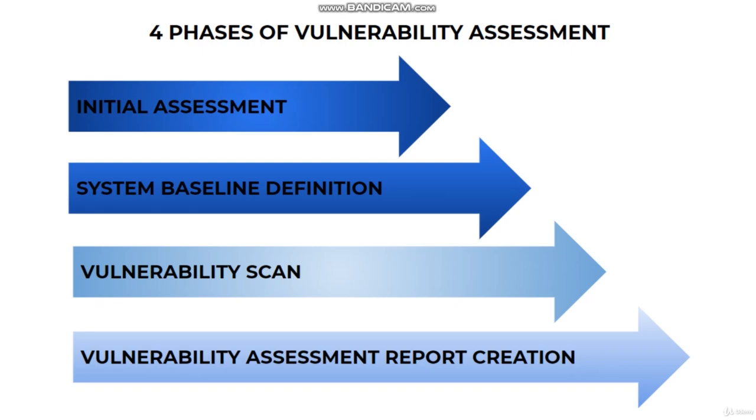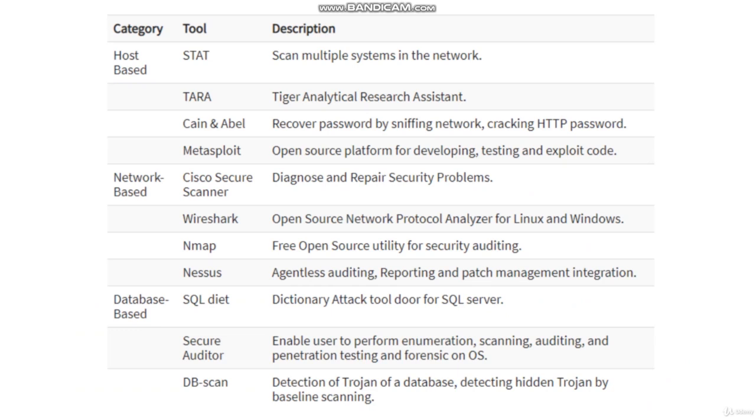For the best results, use related tools and plugins on the vulnerability assessment platforms. You can see these tools: STAT, which scans multiple systems in the network; then TARA, that is Tiger Analytical Research Assistant; then Popular Ports, QuickScan, then Cain & Abel, which recovers passwords by sniffing the network and cracking HTTP passwords. Metasploit is a very useful framework for penetration testers. Then these are the network based tools: Cisco Scanner, Wireshark, Nmap, Nessus.